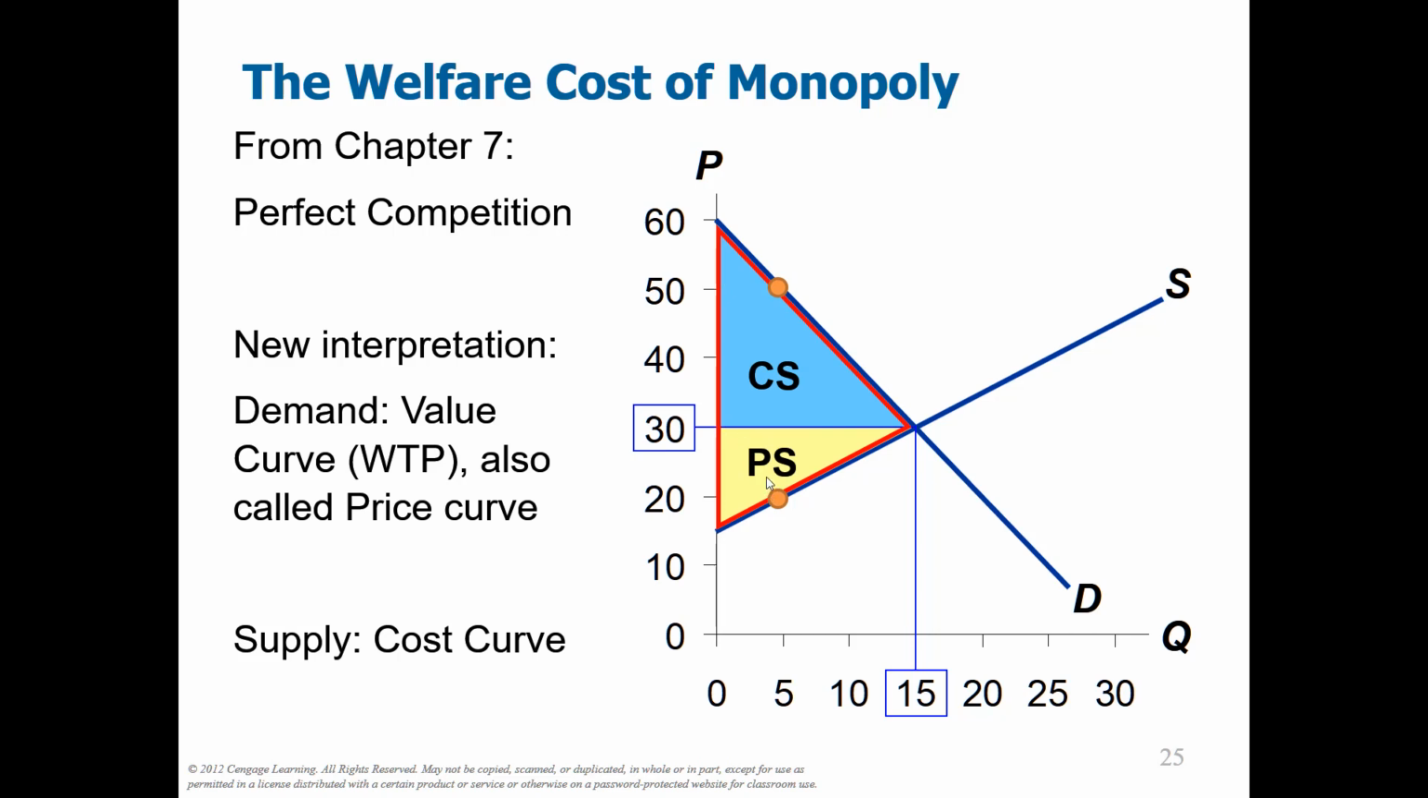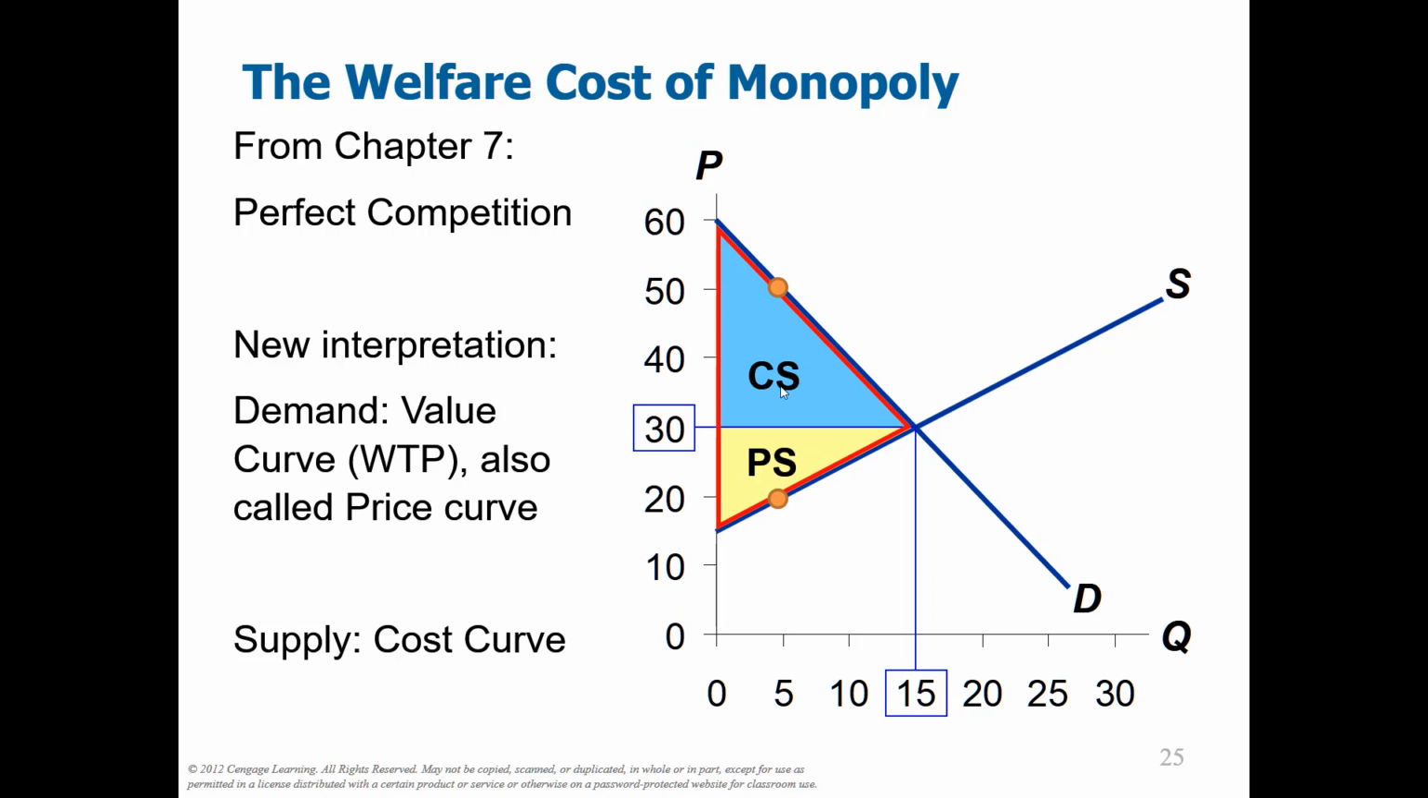And we also defined the concept of producer surplus. The minimum price the producer was willing to accept to sell the fifth unit was 20, but he actually got 30. So this is extra. Now, adding up for every unit, that's the total producer surplus.